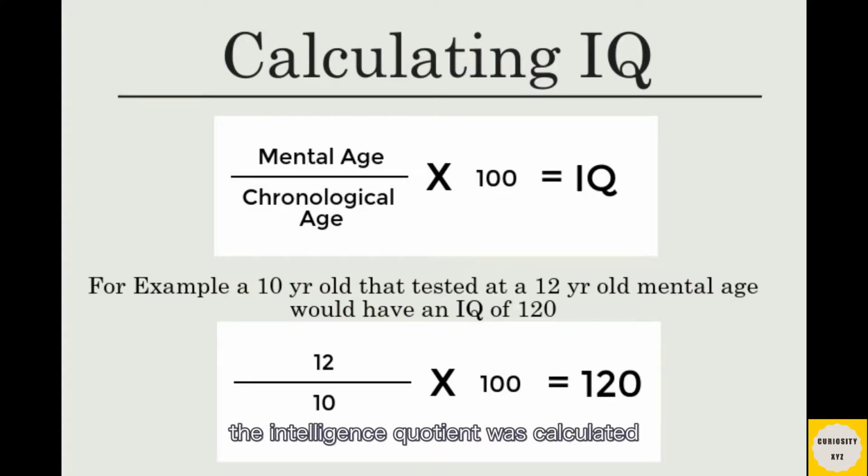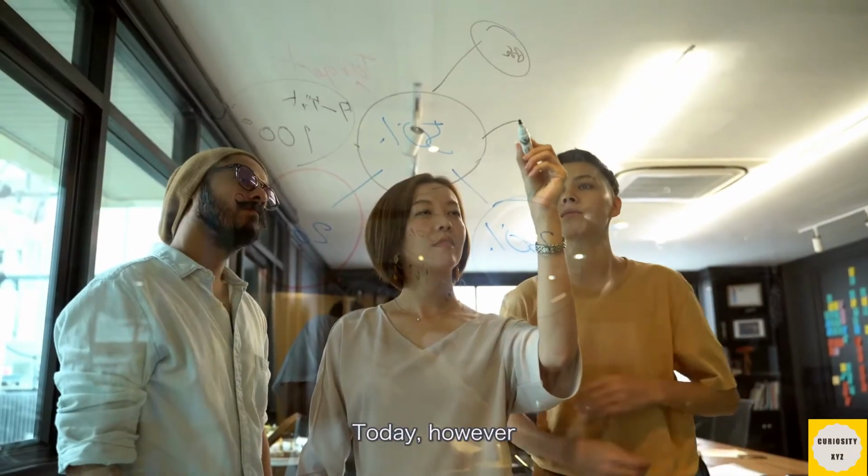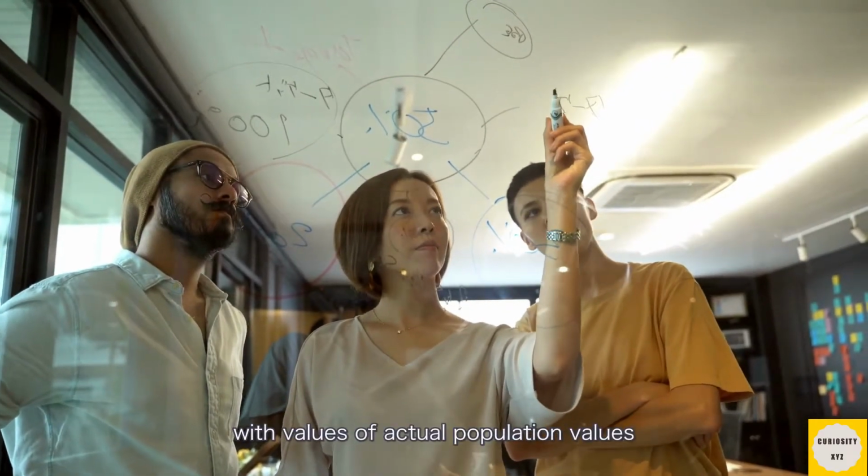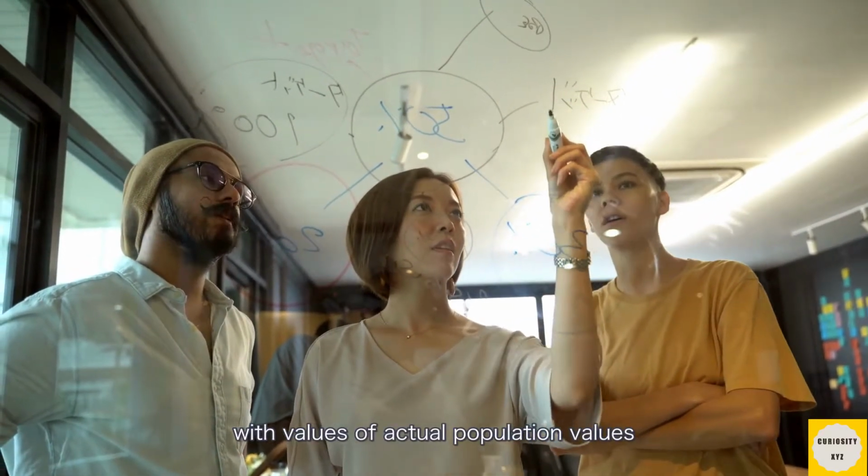Originally, the intelligence quotient was calculated as a ratio of mental age to chronological age. The formula is IQ equals MA over CA times 100, where MA is mental age and CA is chronological age. Today, however, intelligence values are calibrated with values of actual population values.